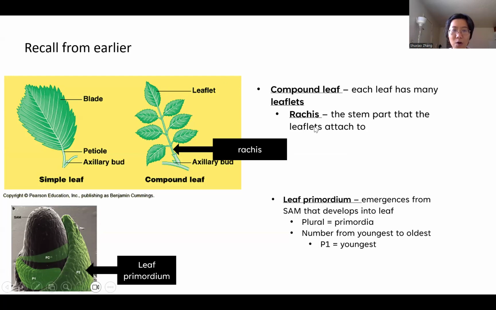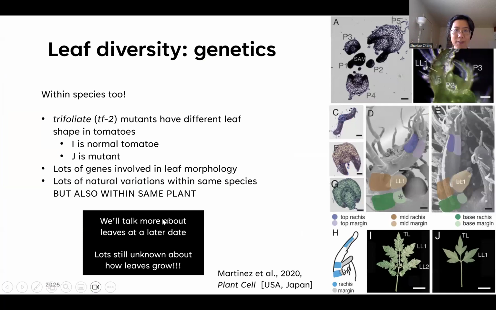And the leaf all come from leaf primordia, which are emergences from the stem. So there are these things that wrap around the dome of the stem. The plural form of leaf primordium is leaf primordia. And how you typically number the leaf is you go from the youngest to the oldest. So here, primordia 1 or P1 is the youngest primordia that just developed. Older than that is P2, and if you zoom out from this, you can see there's also P3, P4, and so on.